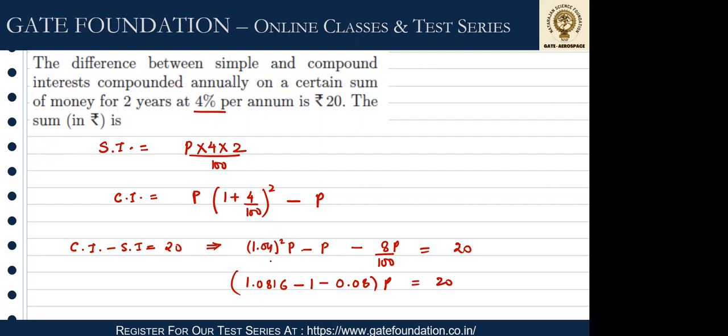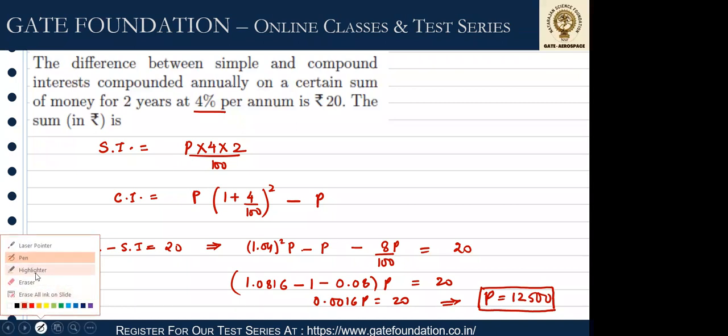If we solve, we will get 0.0016 times P is equal to 20, or the value of P will be equal to 20 divided by 0.0016, which will be equal to 12500. Yes, so this will be the final answer.